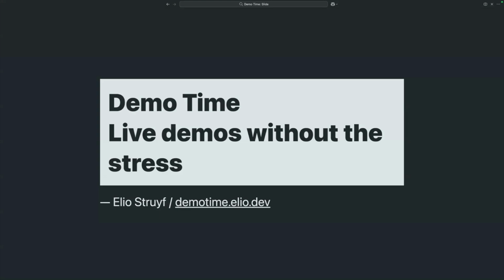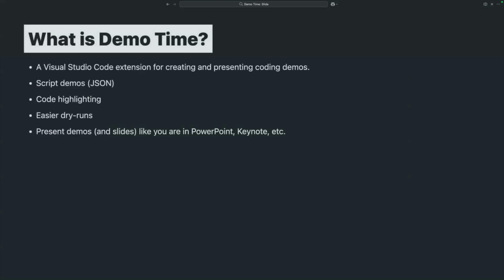Demo time is a Visual Studio Code extension which you can use to present your coding demos straight from within Visual Studio Code. You create a script. The script is a JSON file where you have all of the capabilities of Visual Studio Code in your hands. So you automate everything. You can just use your keyboard and click next, or you can use a clicker, because what I'm doing is just pressing next and the next slide goes in.